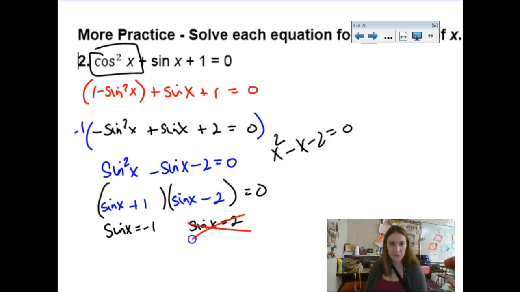So we have another one of those cases where I can ignore that completely because that's not going to happen. And then when is sine -1? That would be at 3 pi over 2, right? And they want, for all values of x, so 3 pi over 2 plus and minus 2 pi n.